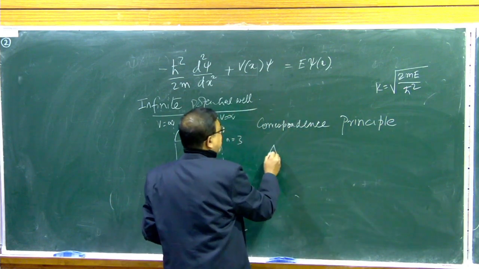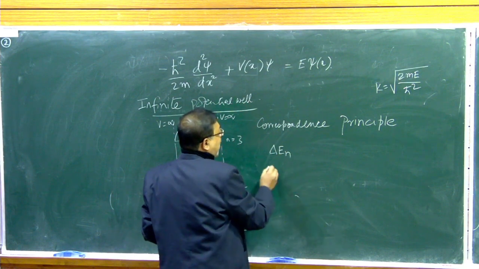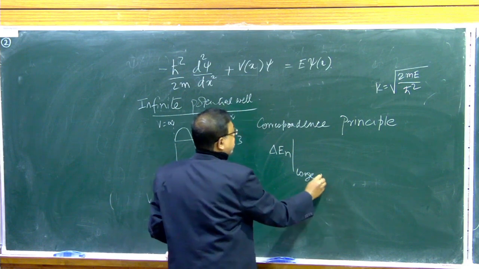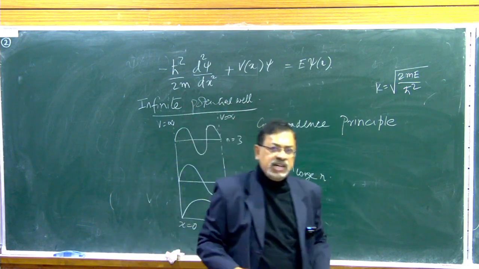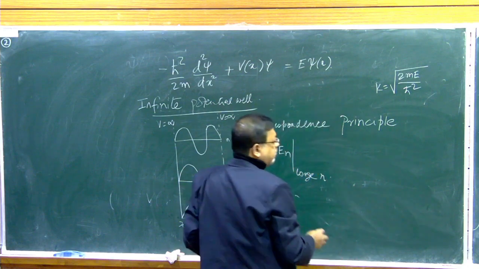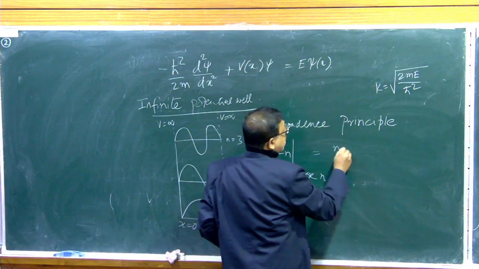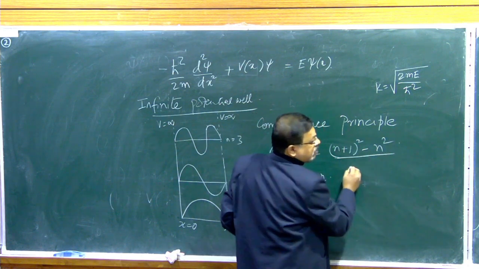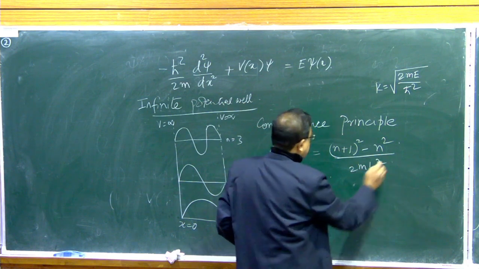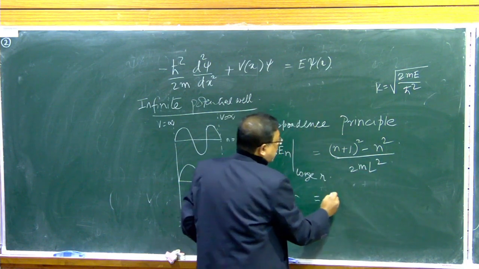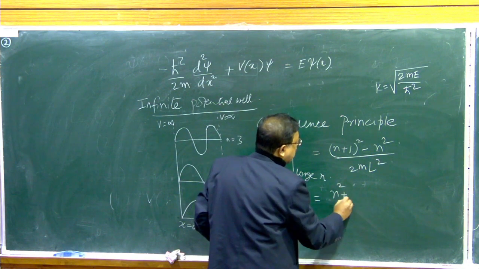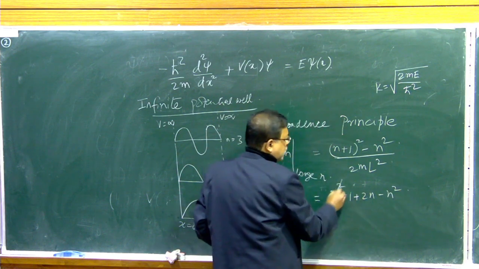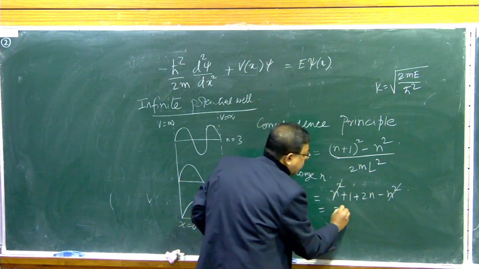what is your delta n En for large n. What I mean is, for two consecutive levels, what's the difference between two consecutive energy levels for large n. That can be found because this is equal to (n plus 1) whole square minus n square, divided by 2m L square, and so on. So this is equal to n square plus 1 plus 2n minus n square, and so on. So the n square will cancel, and this is equal to 2n plus 1.